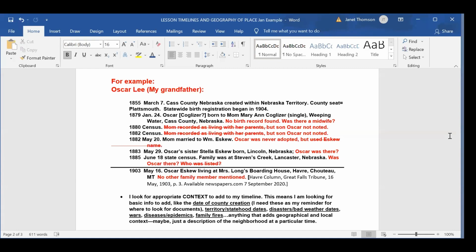in May of 1882. And that's evidently when he started using the Eskew name. And there's a really interesting thing about that later on.